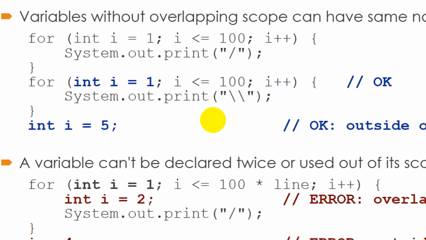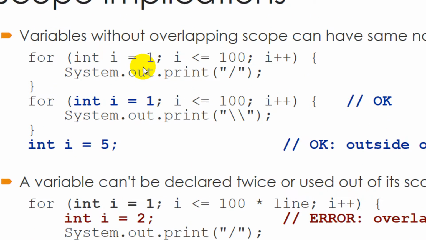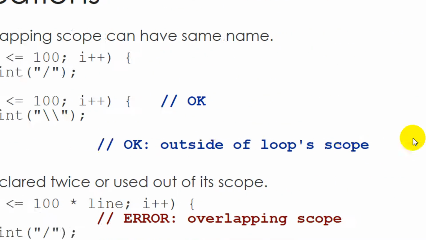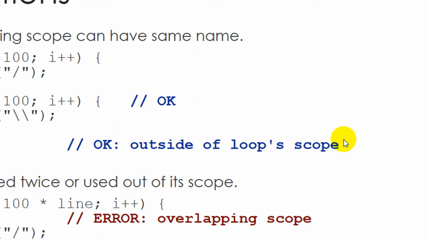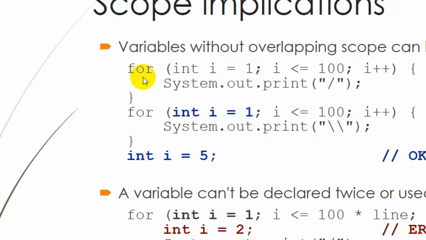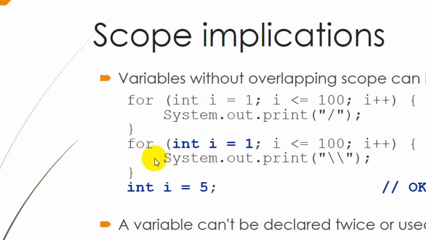Scope limitation. Just look at this program. For integer I equal to 1, perform this. This is also okay. This is also okay. But integer I equal to 5, okay, is outside the loop scope. So this I is different from this one and this one. It's completely different. So the scope of this variable is just outside of these two for loops, right?